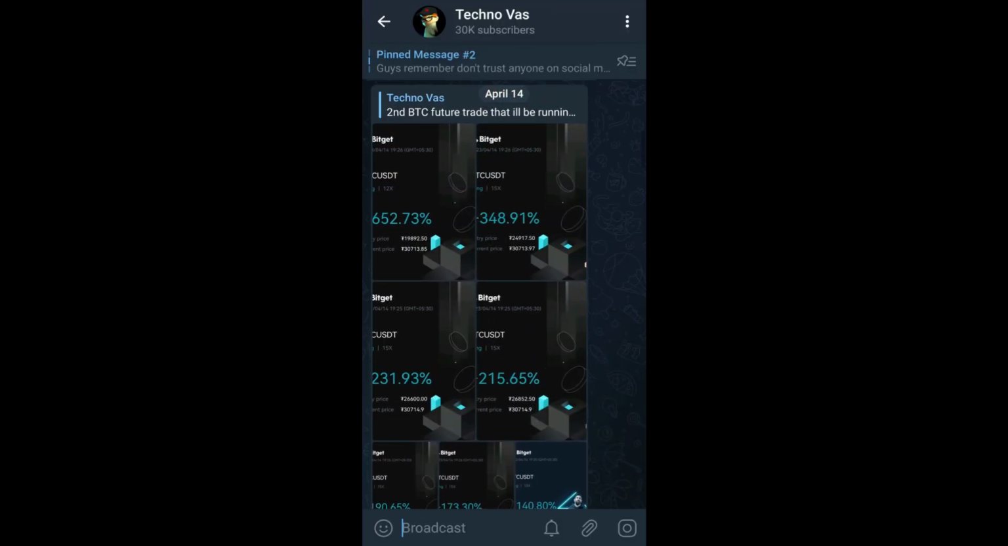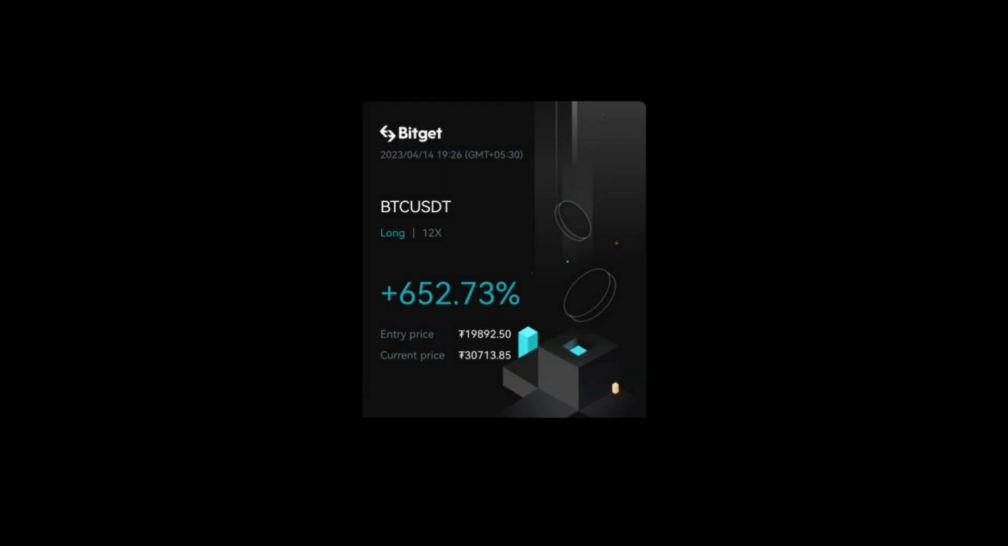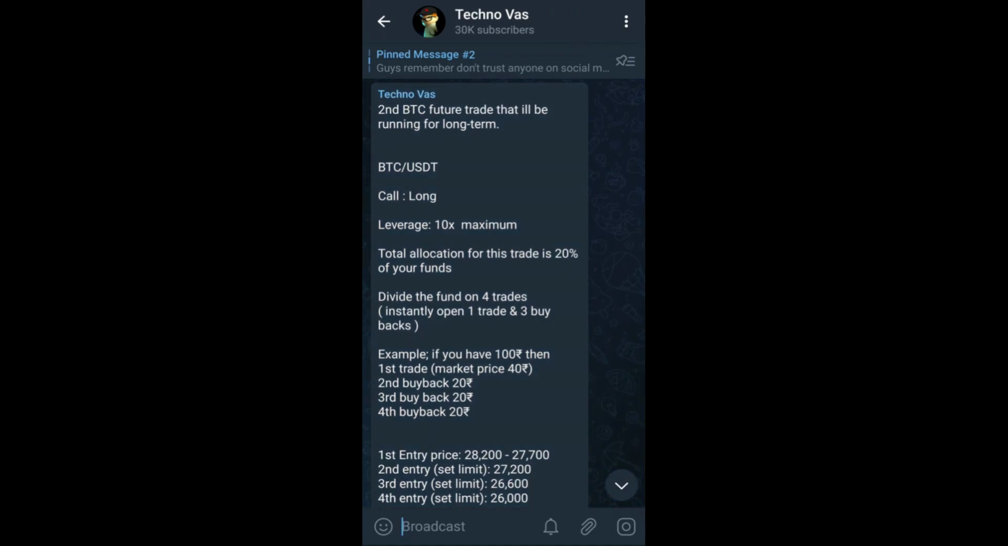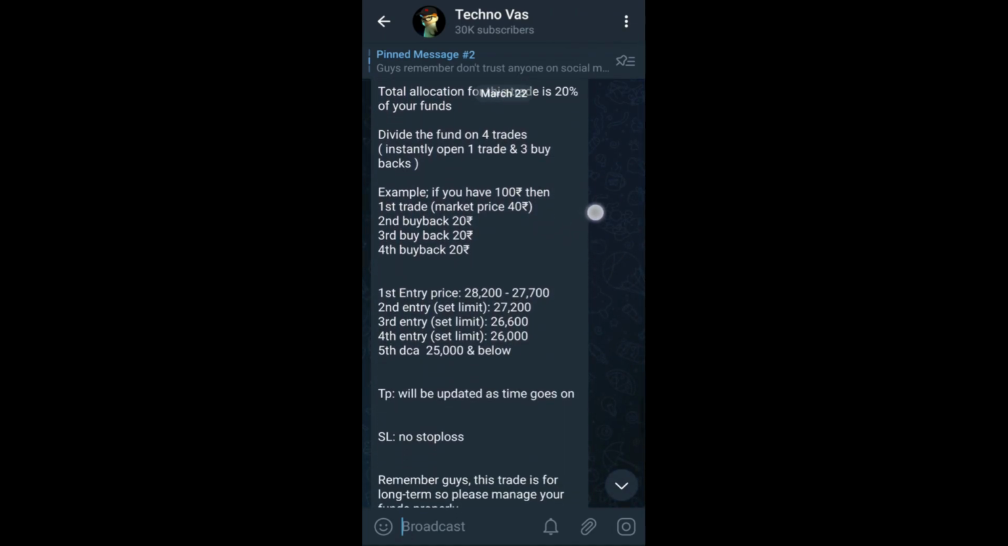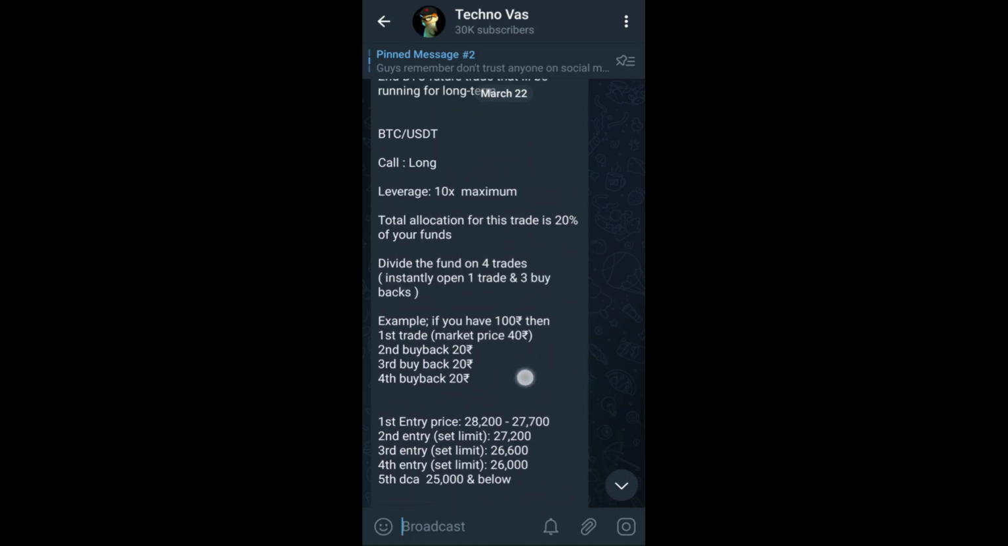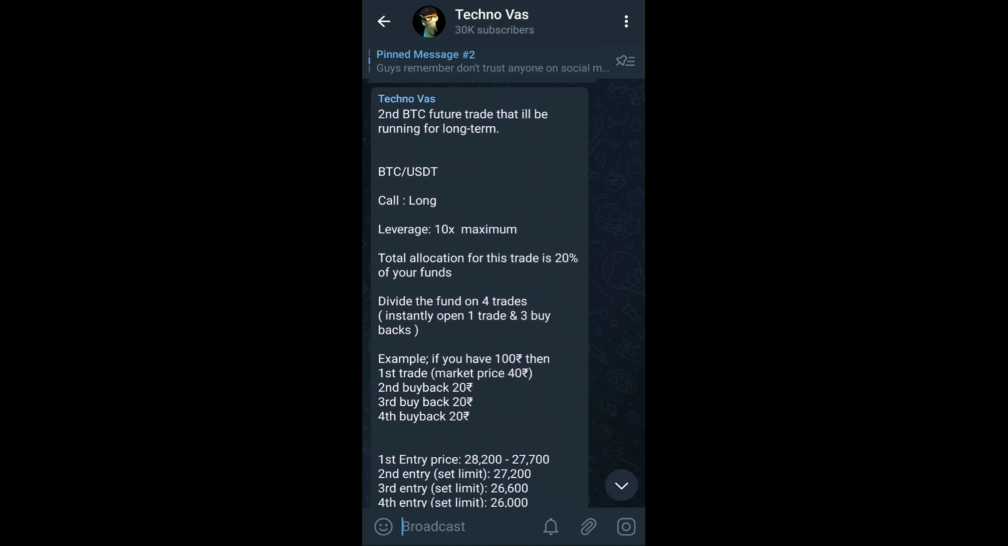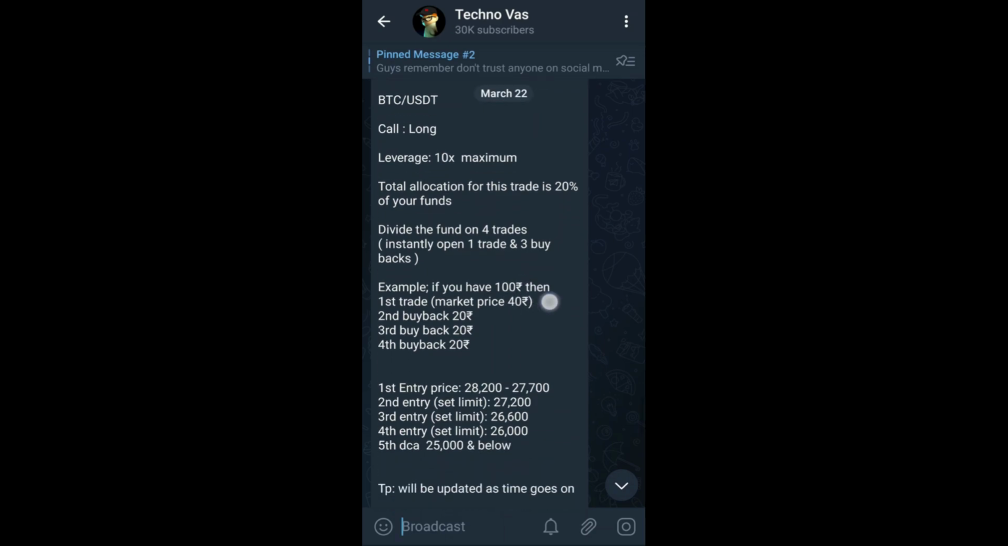Now, if you are following me on my Telegram channel, then you would have noticed that I keep sharing this type of profit cards here and there. These profit cards are nothing but profits that are generated on future trades. On my Telegram channel, I keep on sharing these types of future trade signals. This signal will tell you at what price you should open the trade, how much leverage you should select, how much funds you should use, at what price you should do DCA, and there are so many other things.